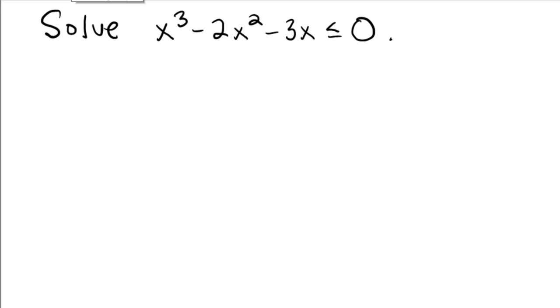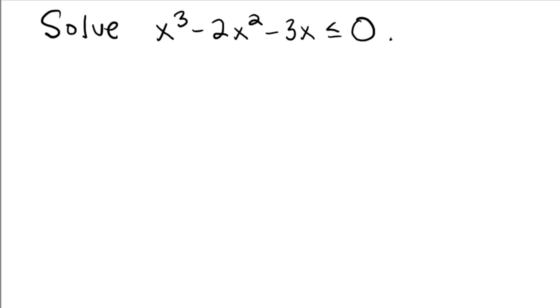Hello, let's try to solve this polynomial inequality. It says solve x cubed minus 2x squared minus 3x is less than or equal to 0. As a first step, we're going to have to factor the polynomial as much as we possibly can.